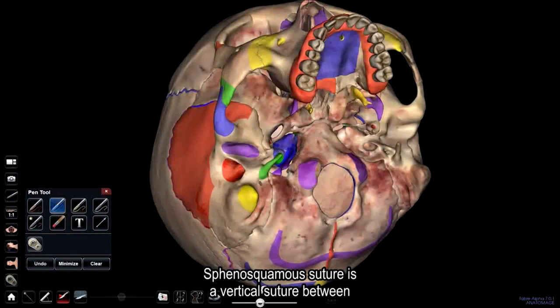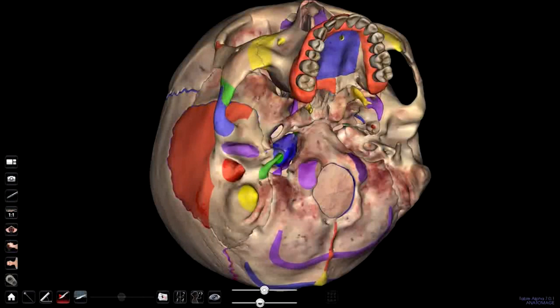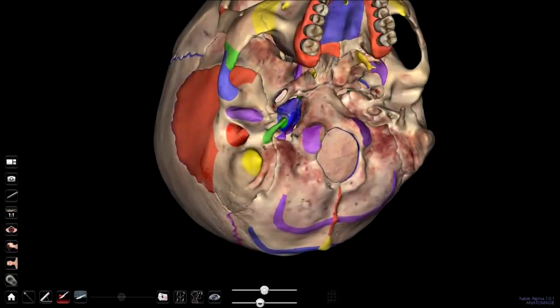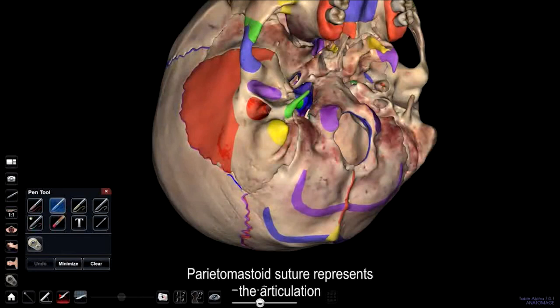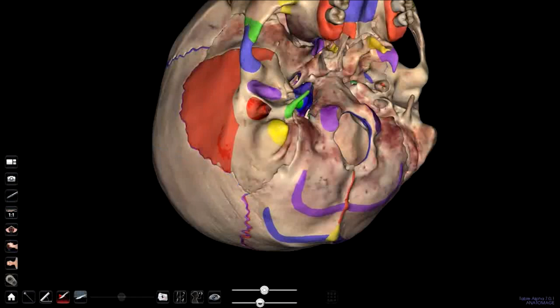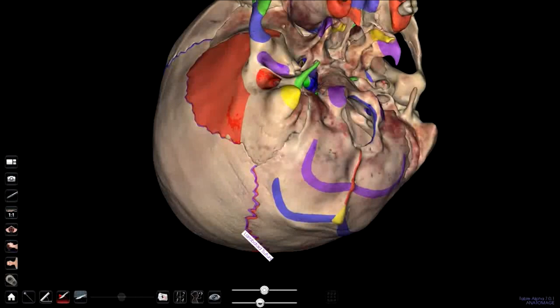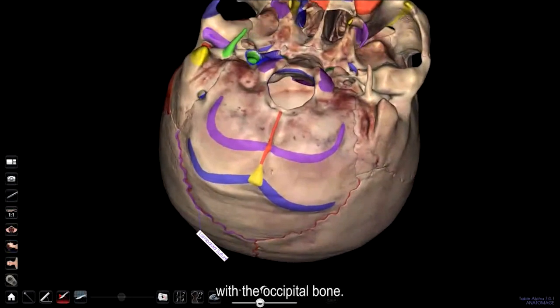Sphenosquamous suture is a vertical suture between the sphenoid and temporal bones bilaterally. Parieto-mastoid suture represents the articulation between the parietal and temporal bones. Lambdoidal suture connects the parietal bones with the occipital bone.